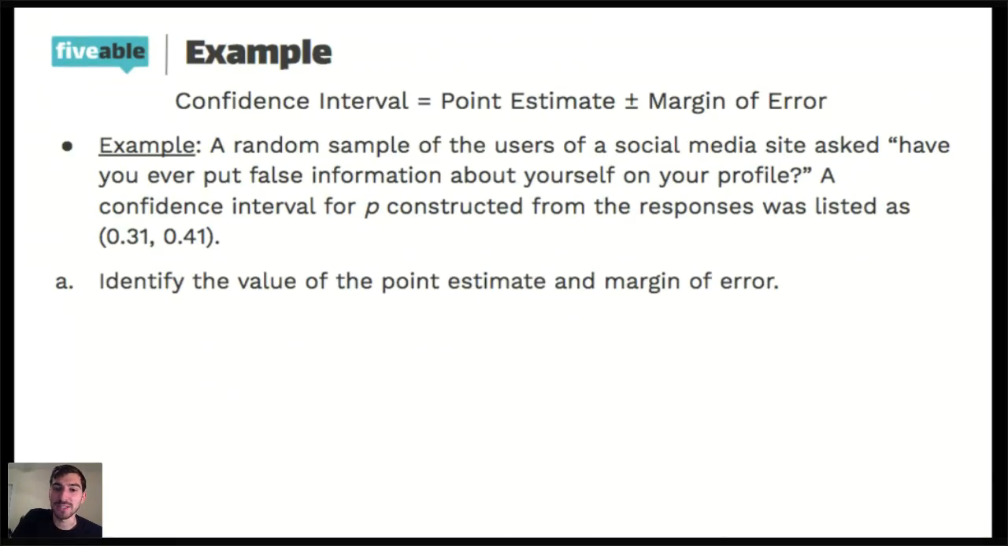My hint to you is you've got a lower boundary and an upper boundary. The point estimate, that p-hat, had to come right in the middle because the margin of error is built on either side. So if you can figure out what's right in the middle of that confidence interval, you know what that p-hat was.